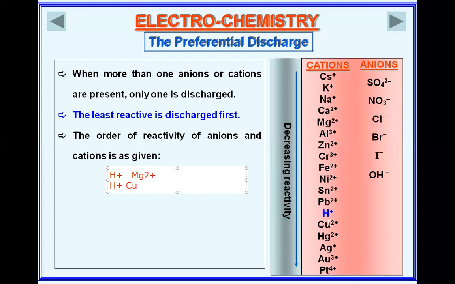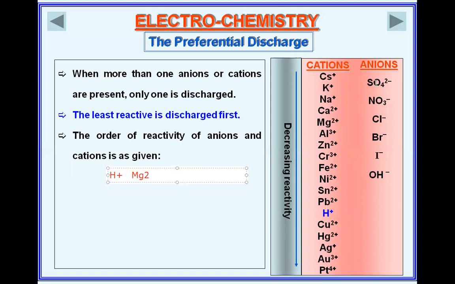So if we have two different types of ions in the solution, hydrogen ions and one of those above it in the series, lead, stannous, nickel, iron, chromium, zinc, aluminum, magnesium, calcium, sodium, potassium, or cesium, these ions cannot be discharged in presence of hydrogen, but hydrogen should be discharged as gas at the cathode. This is called reactivity or preferential discharge. This topic is known as preferential discharge, preference.